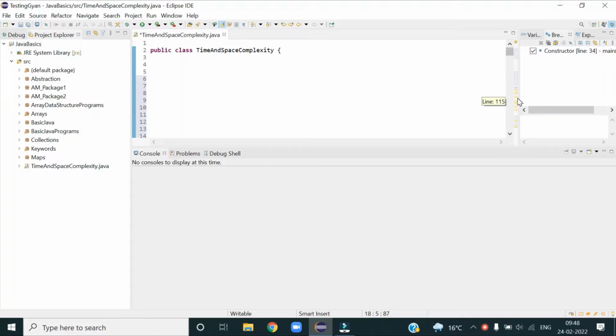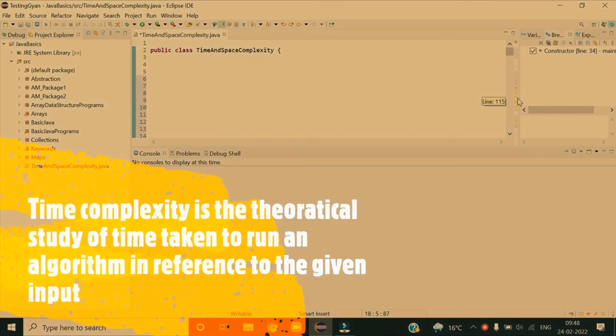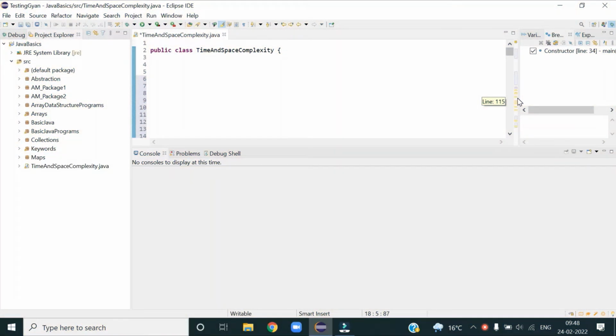So if we talk about the definition in general, time complexity is simply a study of time taken to run or execute an algorithm with respect to the input. And there are different ways to measure this time complexity, and those measurements are represented using various notations. So let us talk about those notations first. These are the few notations: big O, omega, and theta.